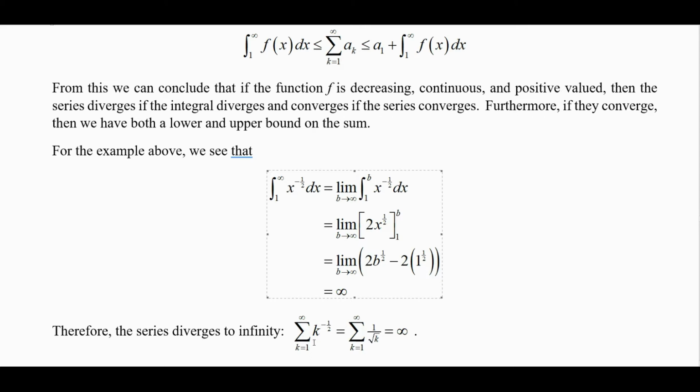So the series, the sum from k equals 1 to infinity of 1 over square root of k, equals infinity, which means it diverges to infinity.